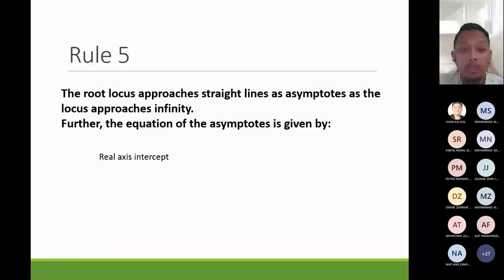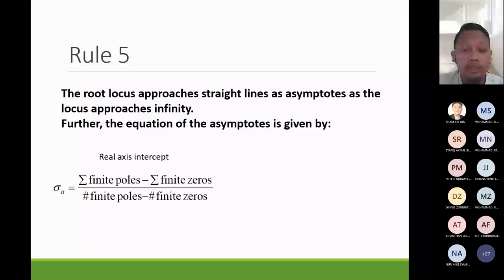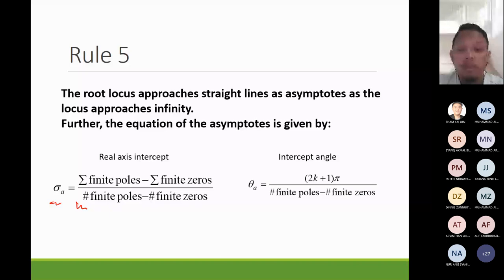So we need to find the real axis intercept of the asymptote using this formula. The real axis intercept equals the sum of finite poles minus the sum of finite zeros, divided by, this symbol means, the number of finite poles minus the number of finite zeros. And then after finding the real axis intercept, we can find the angle of the asymptote. The angle equals (2k plus 1) times pi divided by the number of finite poles minus the number of finite zeros.